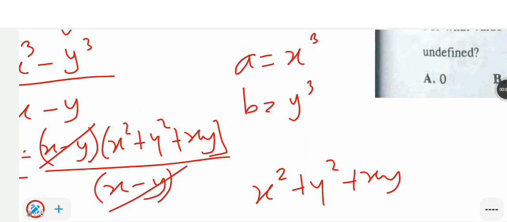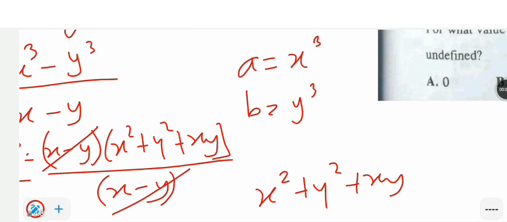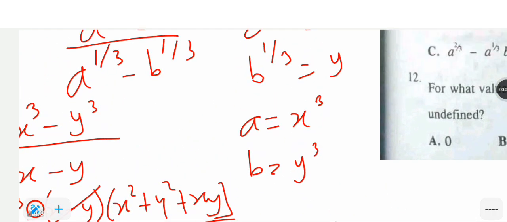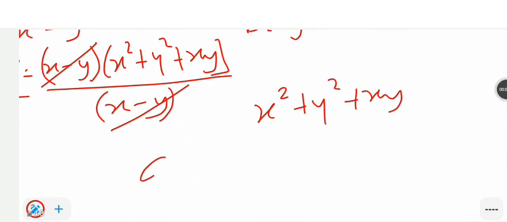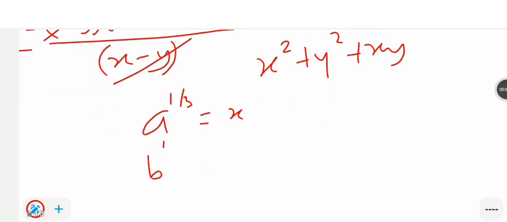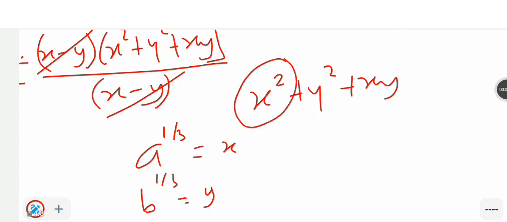Now you need to substitute and reverse it back to A and B, because if you look at the options, they are in A and B. There's no X and Y there. So if you look at the substitution we did, we had A to the power 1 over 3 equals X, and B to the power 1 over 3 equals Y. We want to get what X to the power 2 will be. So we put 2 here, which means I'm also going to multiply this one by 2. So X to the power 2 will be A to the power 2 over 3 in this case.